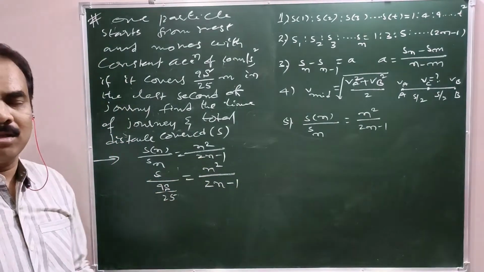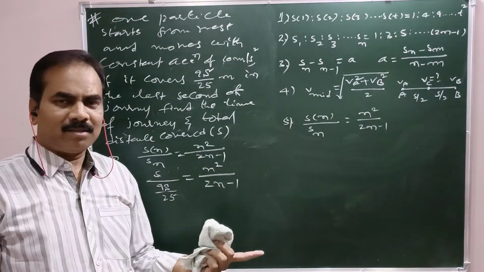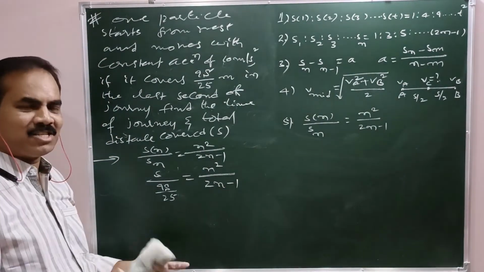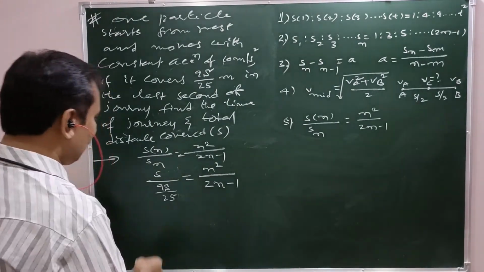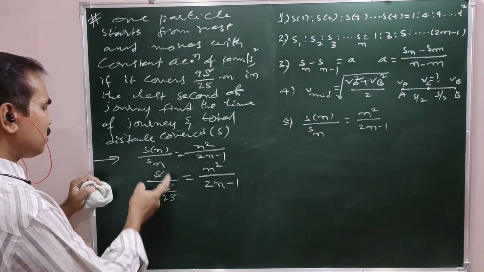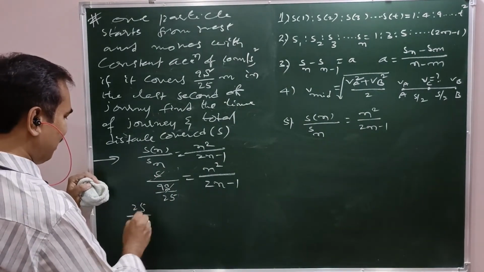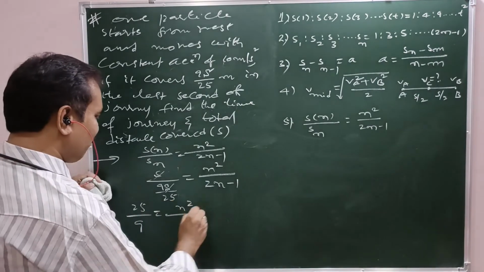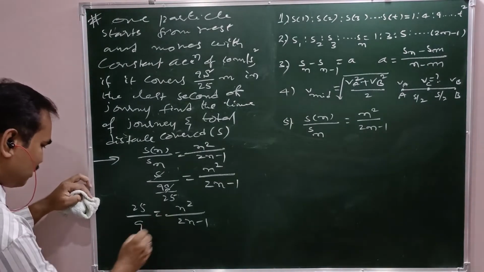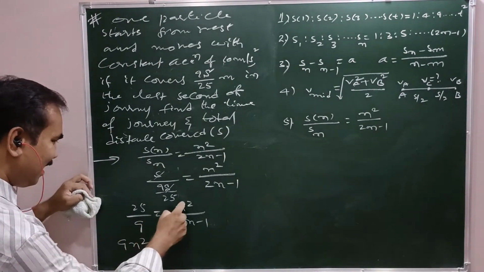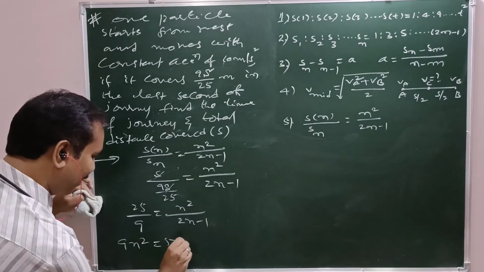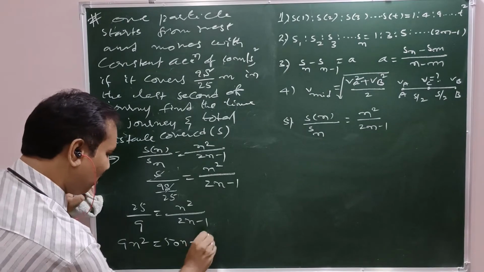Where n is the total journey seconds. It may be 10 or 9 or 8, etc. Whatever it is, let us see what will come out. So S by 9S by 25 means S's cancel, 25 goes up. That is 25 by 9 equals n square by 2n minus 1. Take cross multiplication, that is 9n square is equal to 25 times 2n minus 1. 25 into 2, 50n, minus 25 into 1, 25.